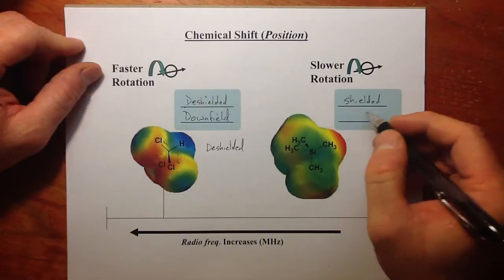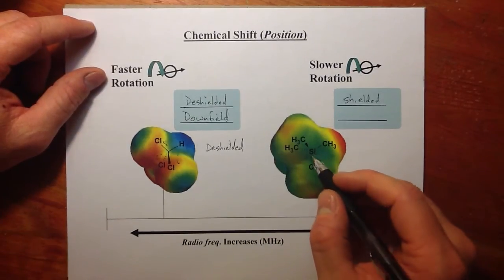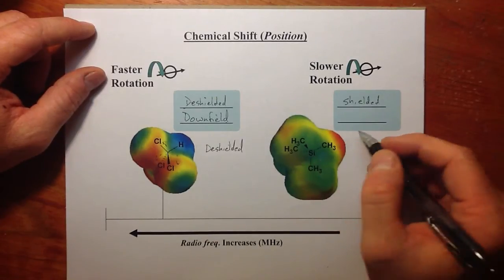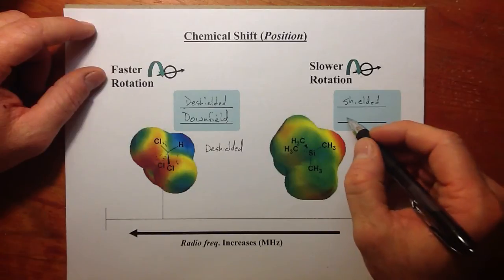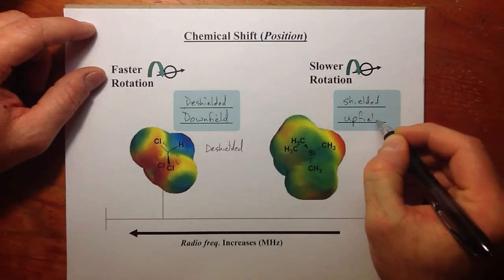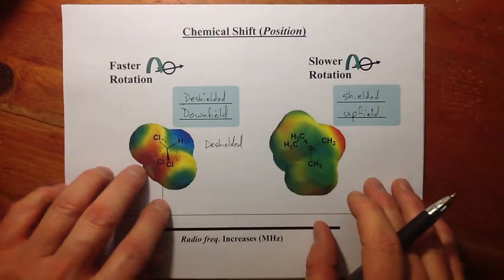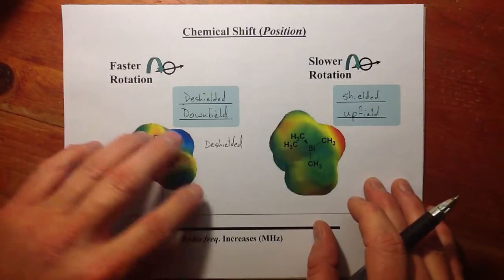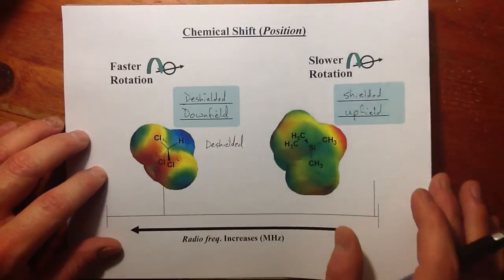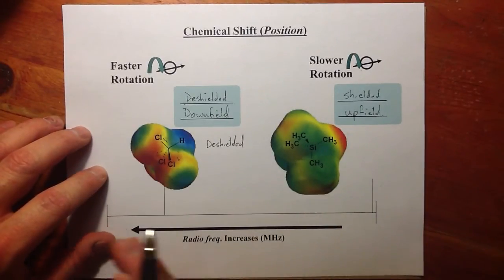There's actually some donation from the silane to the carbon, so we can have that donated back. And we also call this the upfield side. Okay. So these two sides of the NMR spectra: downfield and deshielded is on the left, shielded and upfield is on the right. Now, we know that radio frequency increases from right to left.